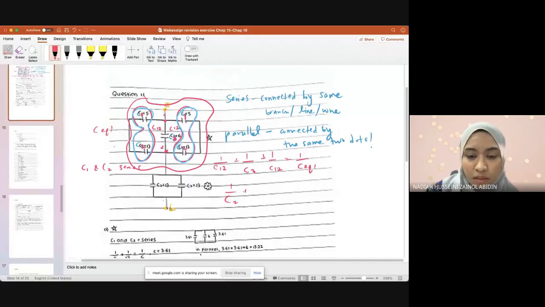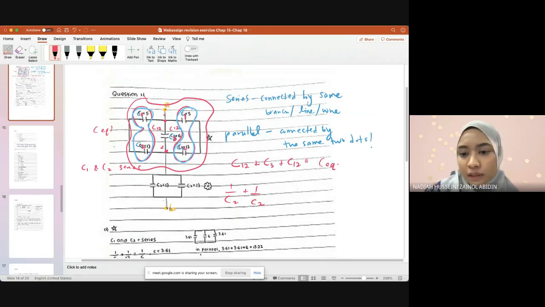Over C2 plus 1 over C. Sorry, parallel is just addition, right? This is series. Why didn't you correct me? You don't remember either? C12 plus C3 plus C12. C equivalent number 1. For series, capacitance is the inverse. C2 plus C2. C equivalent number 2. So this is your C equivalent number 2.